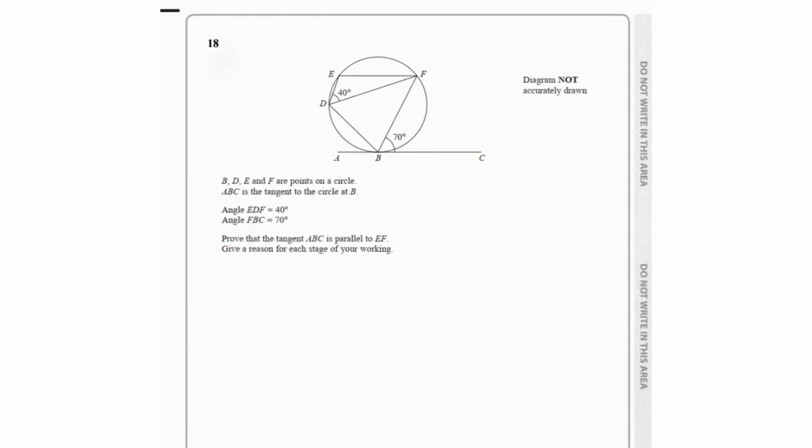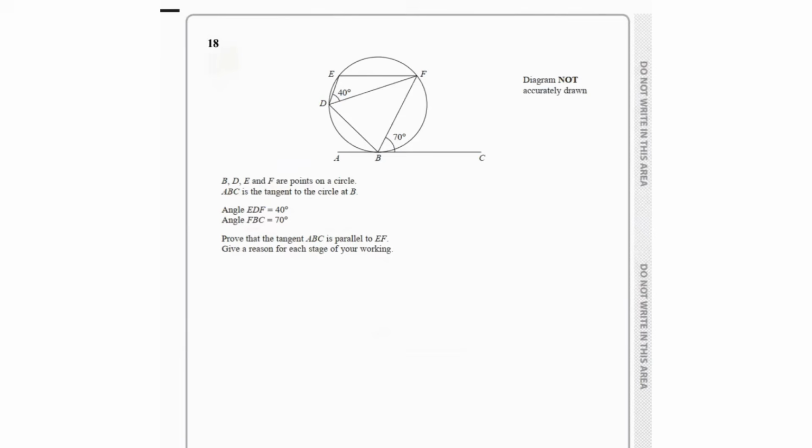Then circle theorems. B, D, E, and F are points on a circle. ABC is the tangent to the circle at B. Angle EDF is given as 40. FBC is given as 70. Prove that the tangent ABC is parallel to EF. So to prove that, we need to know the properties for angles and parallel lines. And for the circle theorem question, please memorize your circle theorems because they will not give you formulas for that in the formula sheet. You have to memorize these. And in your case, they always ask you to give a reason as well. If you don't know the reason, you won't get the marks. So for each step you do, you have to give a reason for that.